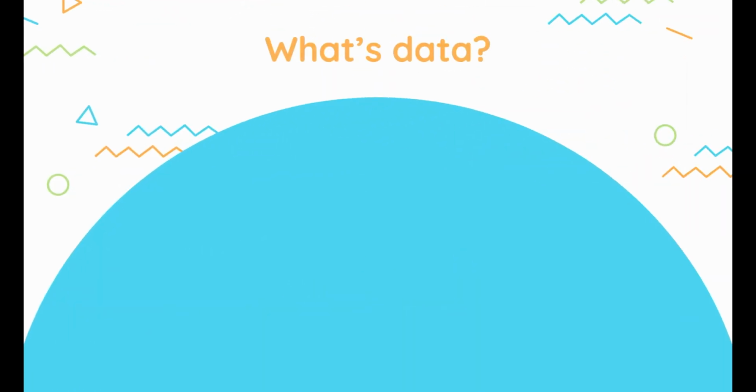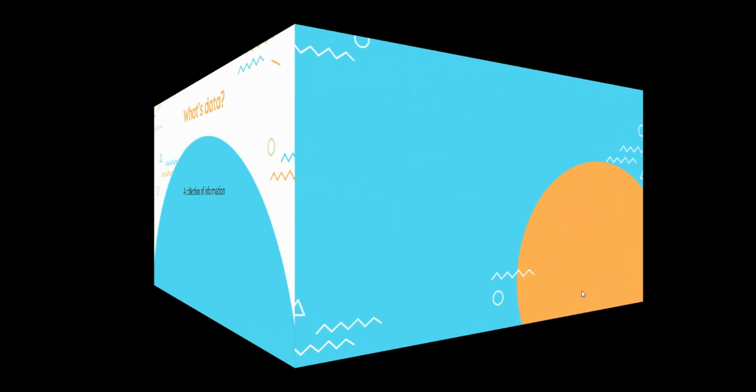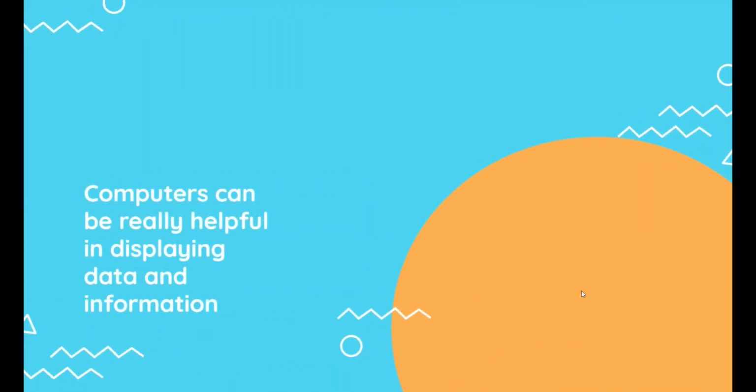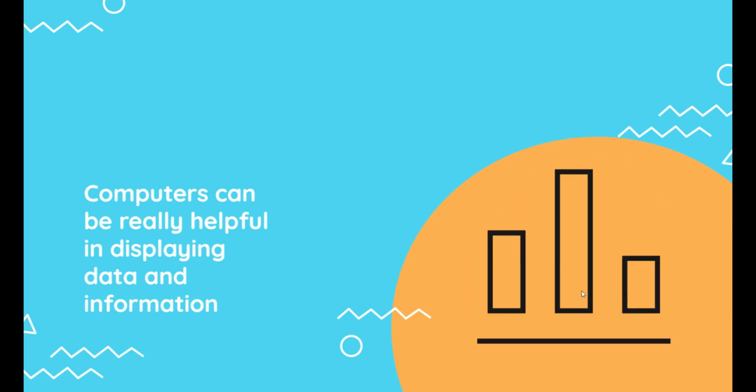Now you might be wondering, what is data? Data is just a collection of information, and that'll make a little bit more sense later when we actually collect some data, collect some information. Now computers can be really helpful in displaying data and information, looking at that and making sense of it and learning about it.